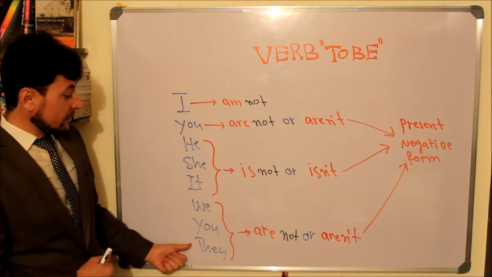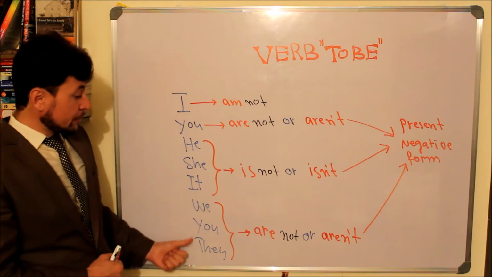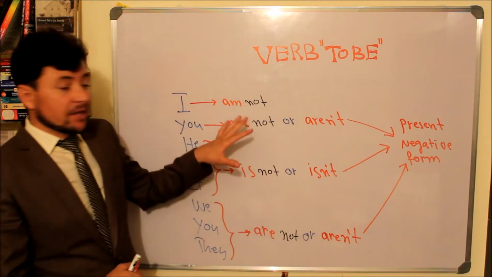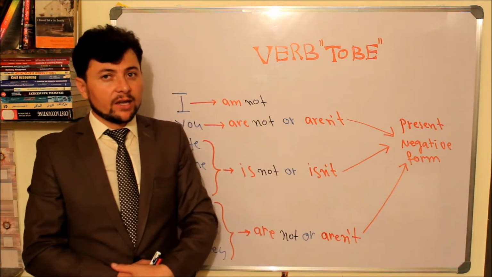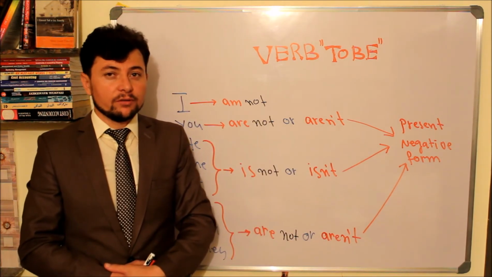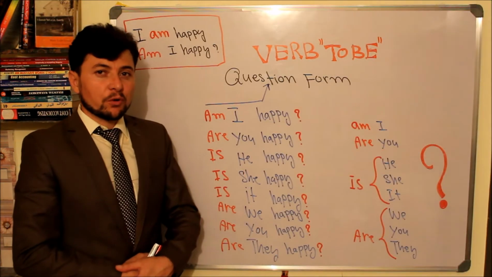We, you, they are not; we, you, they aren't. So this form is used in the present negative form of verb to be. Now let's look at the question form of verb to be. This is the question form of verb to be.